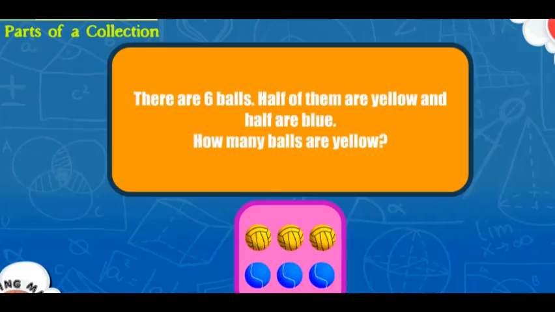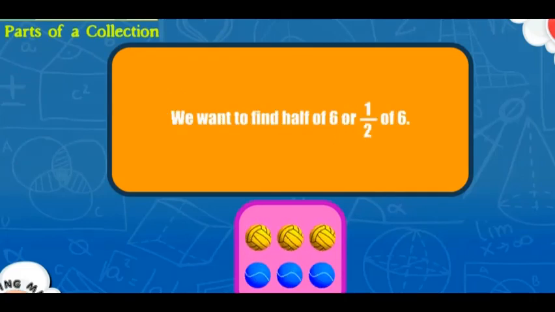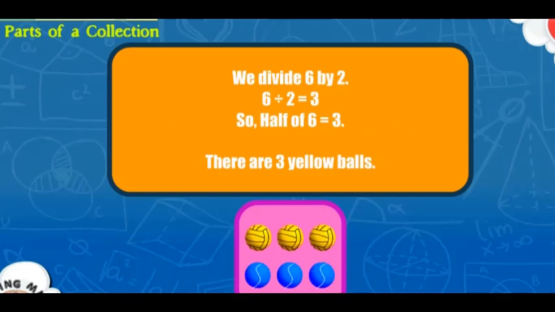Parts of a collection. There are 6 balls. Half of them are yellow and half are blue. How many balls are yellow? We want to find half of 6 or 1/2 of 6. We divide 6 by 2. 6 divided by 2 is equal to 3. So, half of 6 is equal to 3. There are 3 yellow balls.